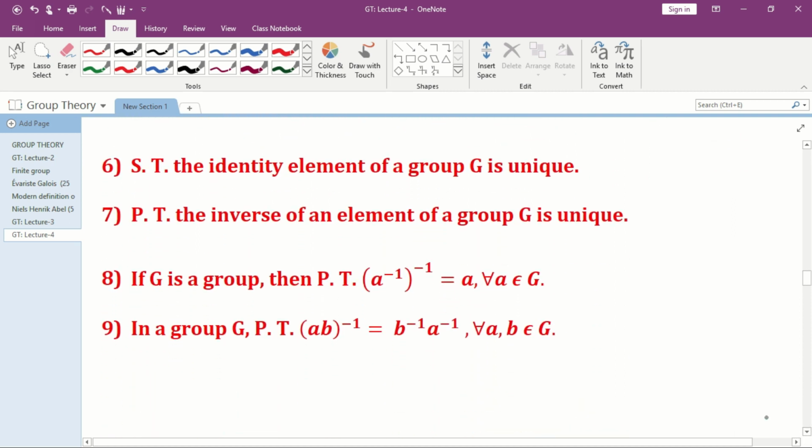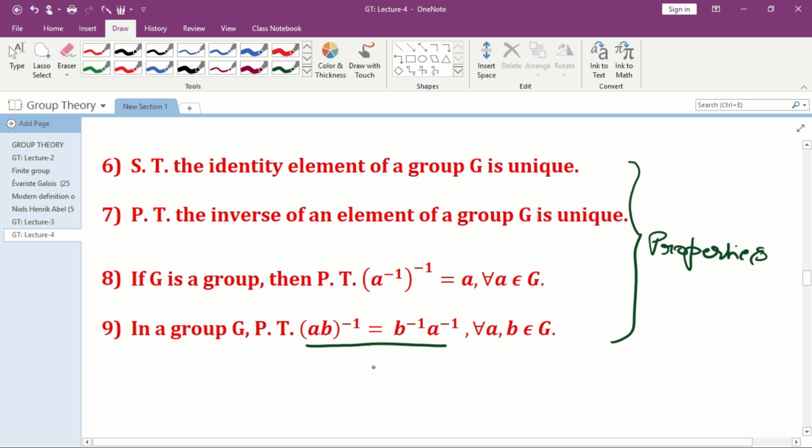Okay, next questions we have. Show that the identity element of a group G is unique. Prove that the inverse of an element of a group G is unique. If G is a group, then prove that A inverse whole inverse is equal to A for all A belongs to G. In a group G, prove that AB whole inverse is equal to B inverse A inverse for all A, B belongs to G. These are nothing but the properties of groups which we have discussed in the previous lecture. And also you can note here, in the property we have proved A star B whole inverse is equal to B inverse A inverse.